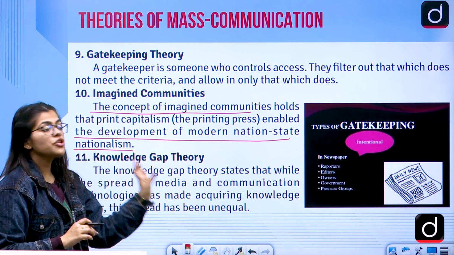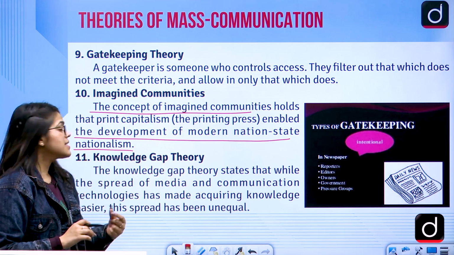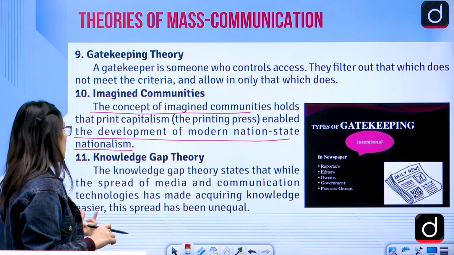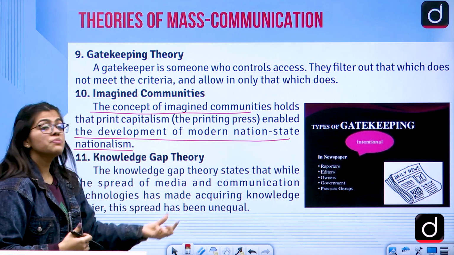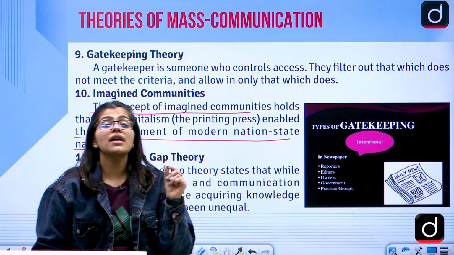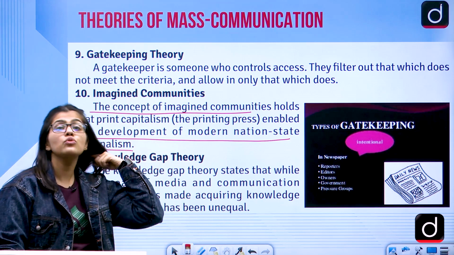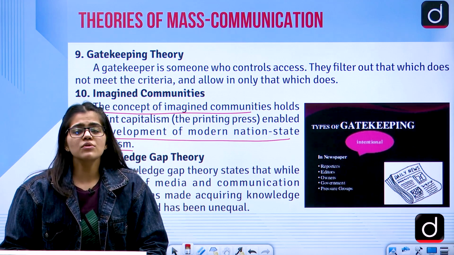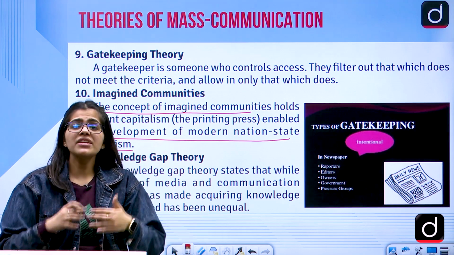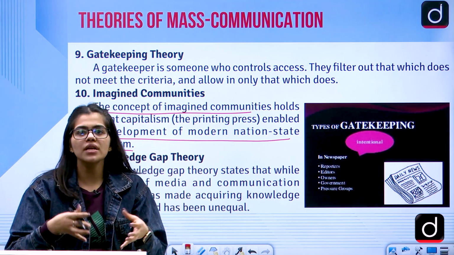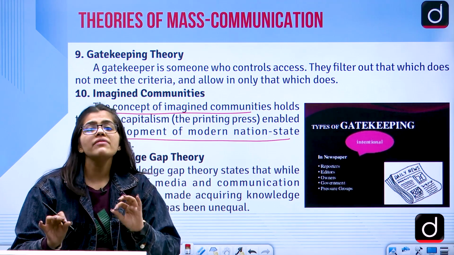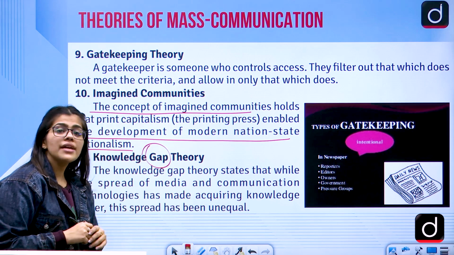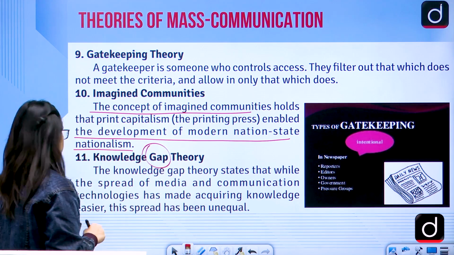Then there is the knowledge gap theory. The knowledge gap theory states that while the spread of the media and the communication technologies has made acquiring knowledge easier, this spread has been unequal. So what is happening? There is always a gap between your knowledge and that of the one who is not exposed to the media. Also, it can be because of the digital divide. So the person who has less access to all these things would have a different perception than the person who is totally exposed to media all the time. So not everyone has gained full knowledge. There is always a gap in the knowledge that we have, right? So this is the knowledge gap theory.